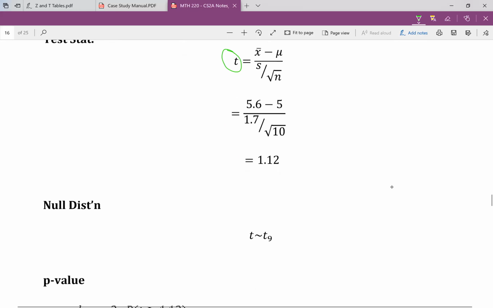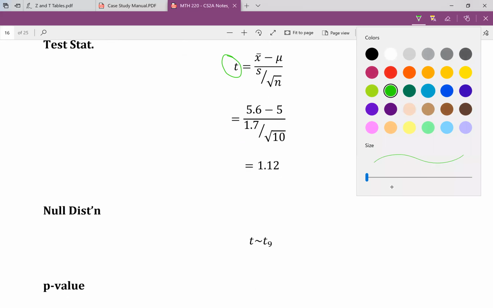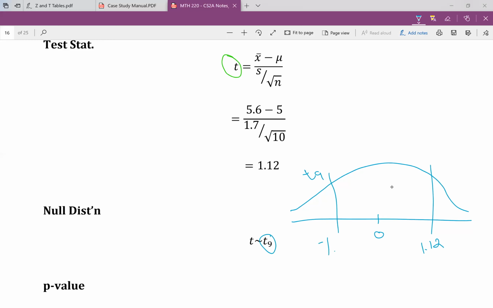So now we need to write our p-value statement. Let's just go ahead and start with drawing the picture. Let's draw my picture and plot my test statistic, 1.12. And this is T9 from right here. So 1.12. Now, when I'm doing a two-tailed test, I also have to consider negative 1.12.